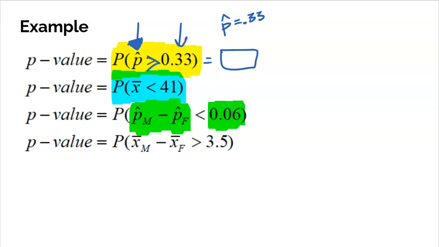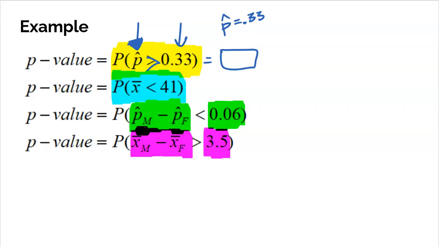Another example, working with the difference of means: what is the probability that any other difference of sample means is going to be, again, more extreme than mine, which means the difference I saw was 3.5. This is how we represent p-values, but obviously you have to find p-values, right?